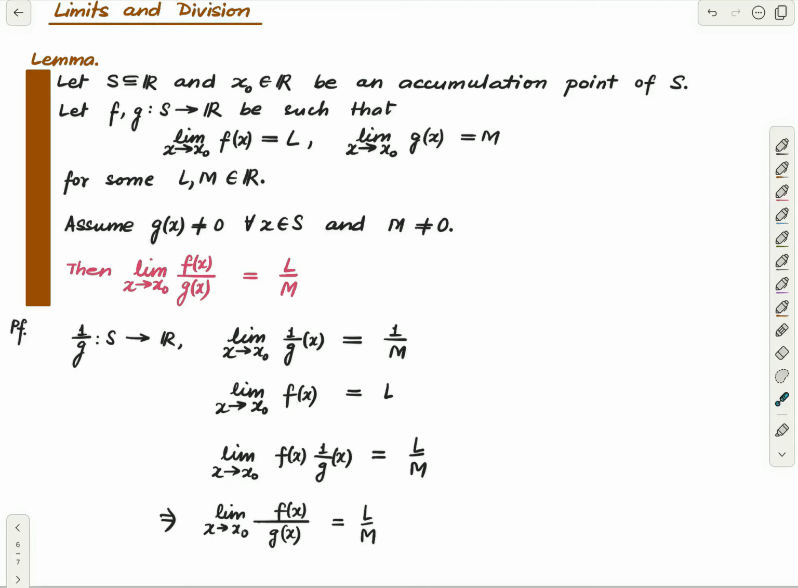Alright, so these are some basic things. I don't want to dwell on them. And now we can start derivatives from the next class.